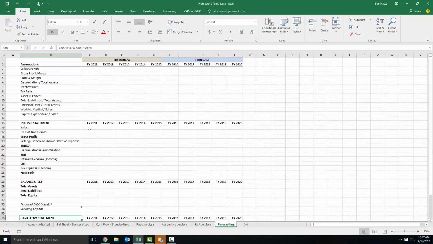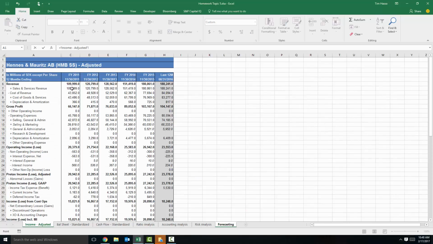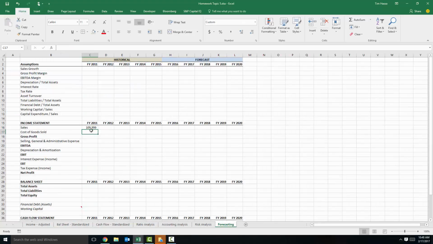So what we'll be doing first is populating the income statement, the balance sheet and the cash flow statement with the past information, because this past information can then be used to calculate the ratios for the past, so we can get an understanding of what they might be in the future. To do this, we'll get started by getting sales for 2011, for example. I would put an equal sign, go to the income adjusted sheet, get the sales for 2011 in C6, press enter.